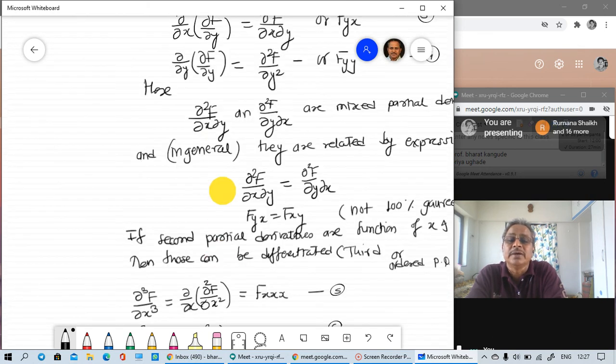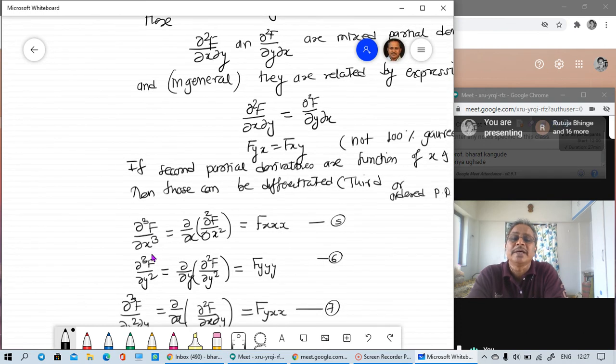Yes, 5 is this, ∂³f/∂x³ is equal to ∂/∂x of the second order partial derivative ∂²f/∂x². So it is f_xxx, simple. Just as f_xx, likewise this is f_yy and like that. So these are 8 such equations. Third order differentiations are 8, second order differentiations are 4, first order differentiations are 2, because we have 2 variables.